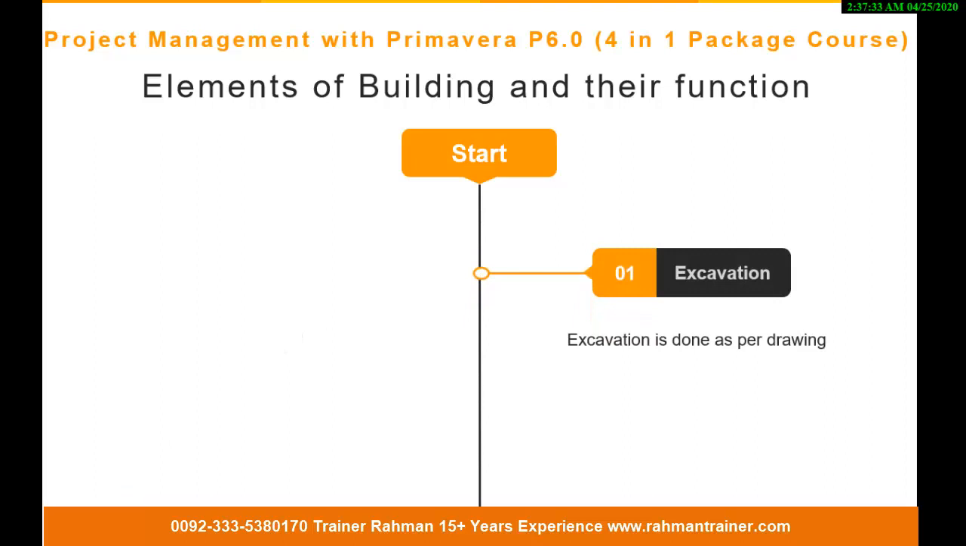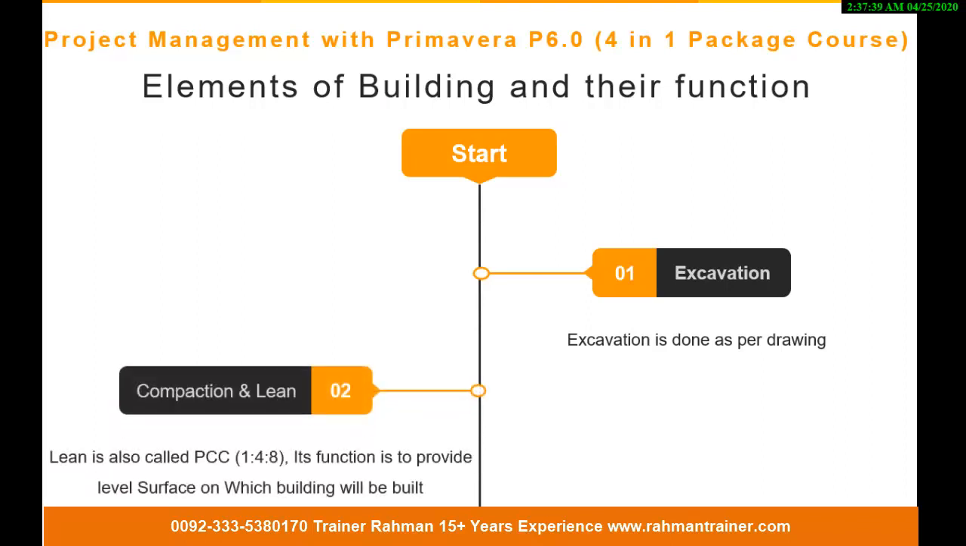First of all, excavation is done after marking, and it is done as per drawing. Then compaction and lean is done. Lean is also called PCC. It's a plain cement concrete with ratios of 1:4:8, which is cement, sand and crush or aggregate respectively. Its function is to provide a level surface on which building will be built.